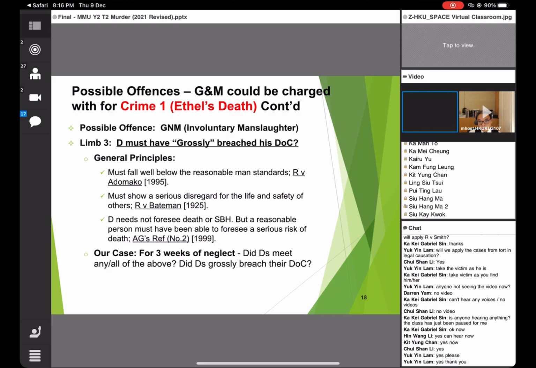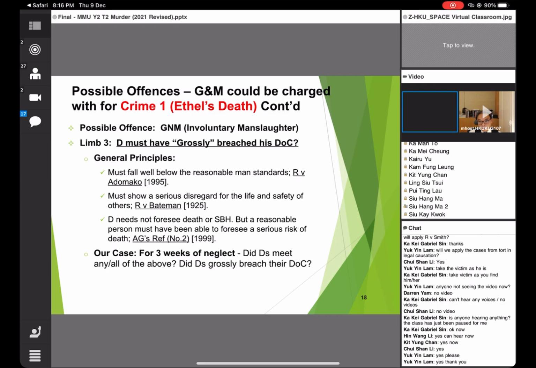First of all, the neglect definitely must have fallen below the reasonable man standard, because a reasonable man would have called for help. It must show a serious disregard for life and safety of others. So I would agree, yes, Bateman is fulfilled. And we are not asking the defendant to foresee death or serious bodily harm, but we are asking just a reasonable person. If the reasonable person can foresee a serious risk of death, that would suffice.